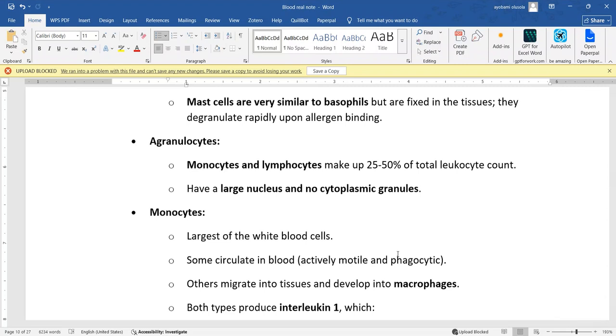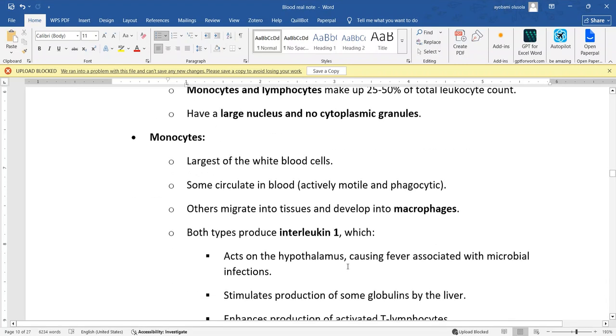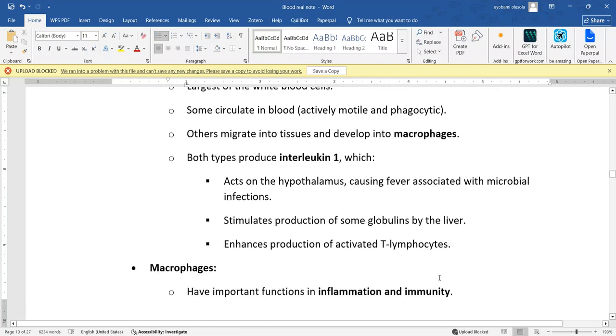These ones have a large nucleus. They don't have granules like the granulocytes. Okay, so we have the monocytes. The largest of the white blood cells are the monocytes, and some of them circulate in the blood, but others move to the tissues and become macrophages, like we have said.